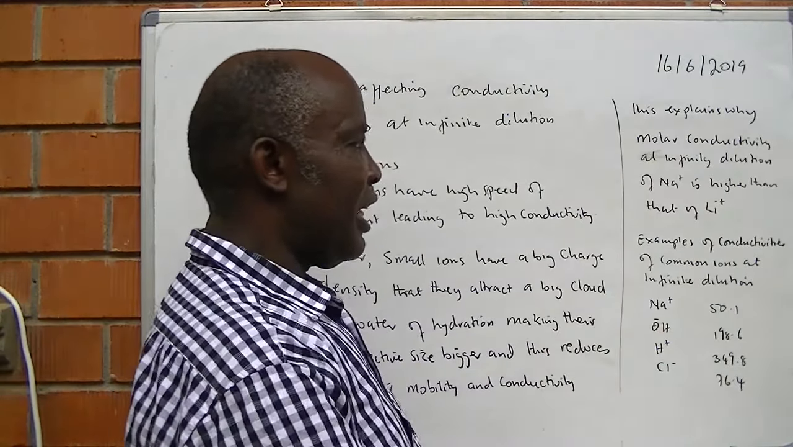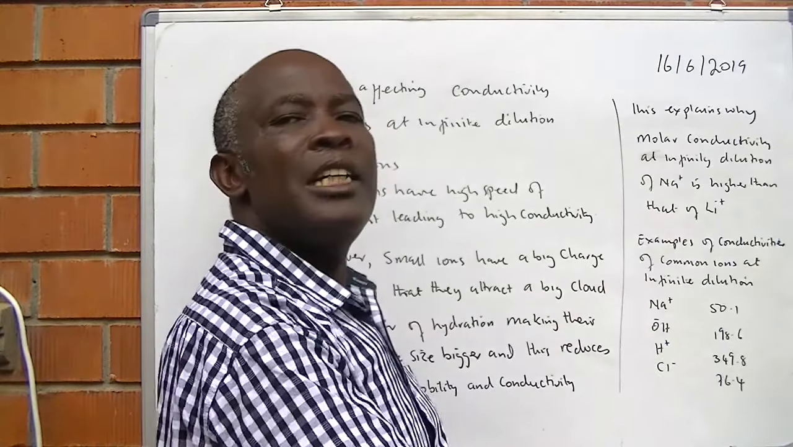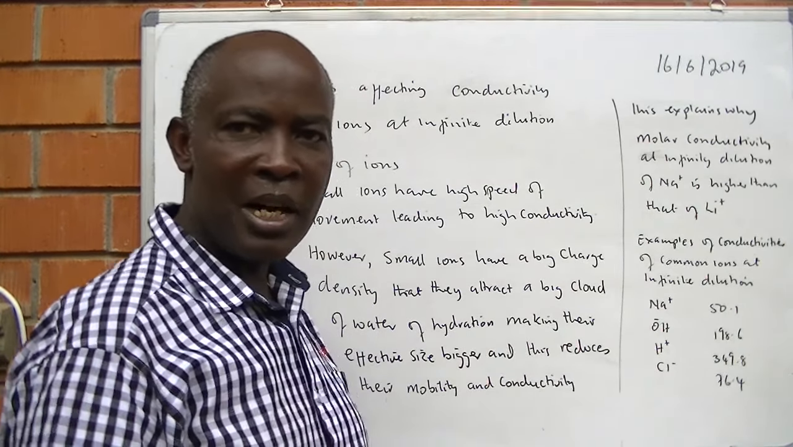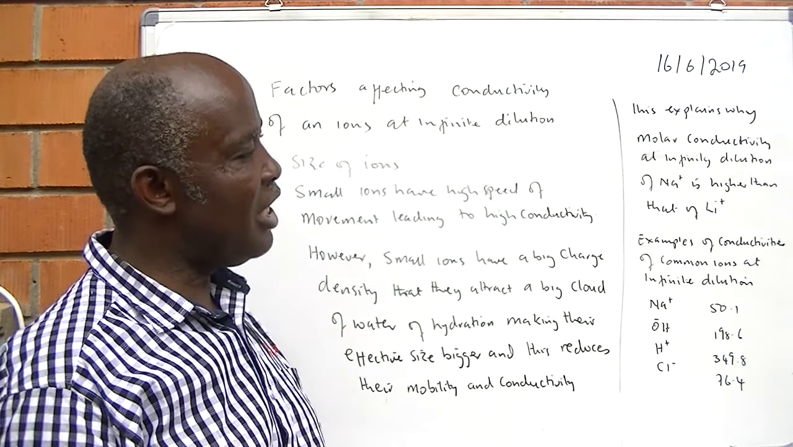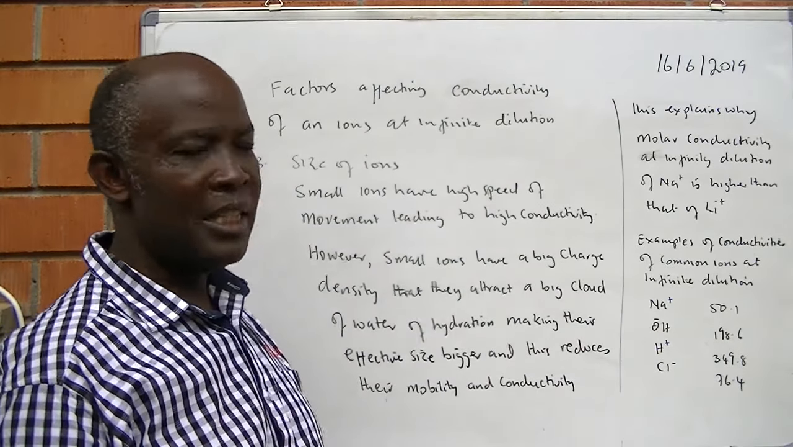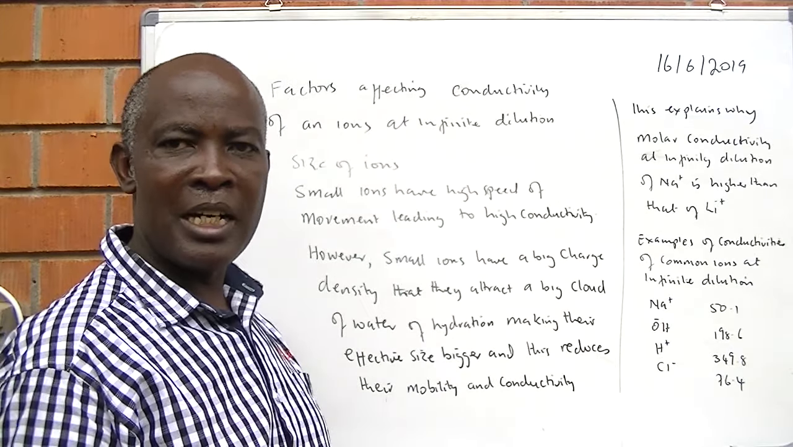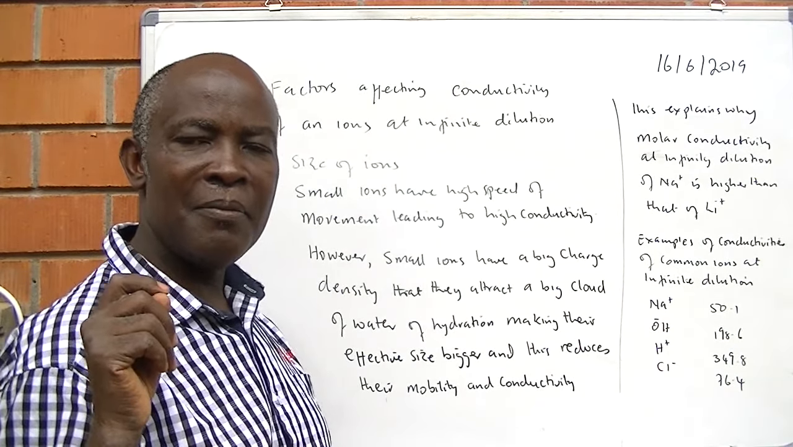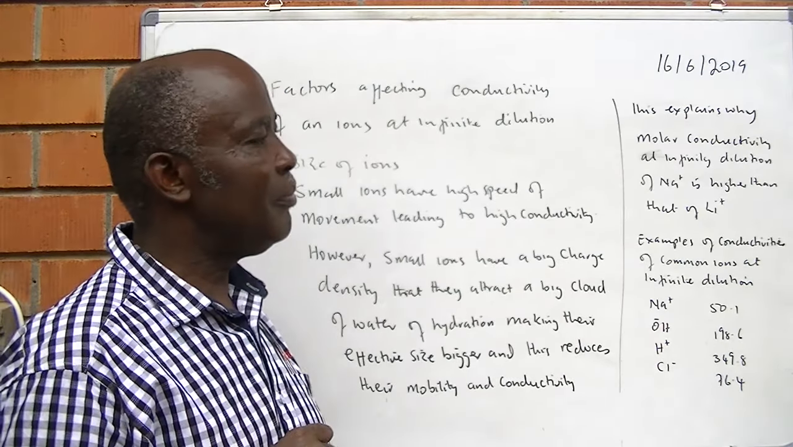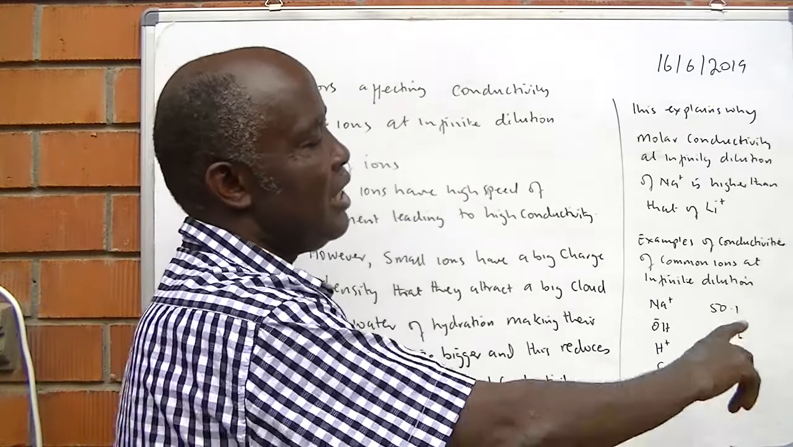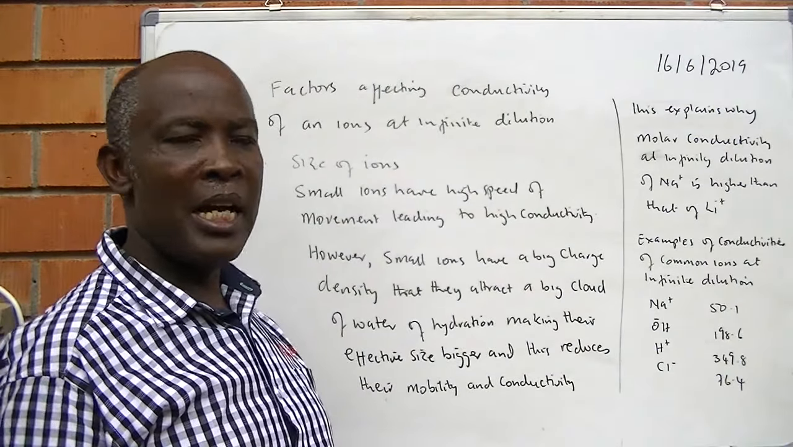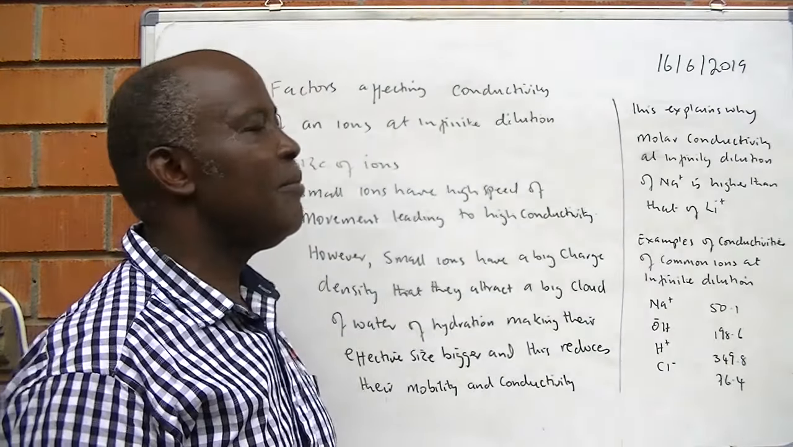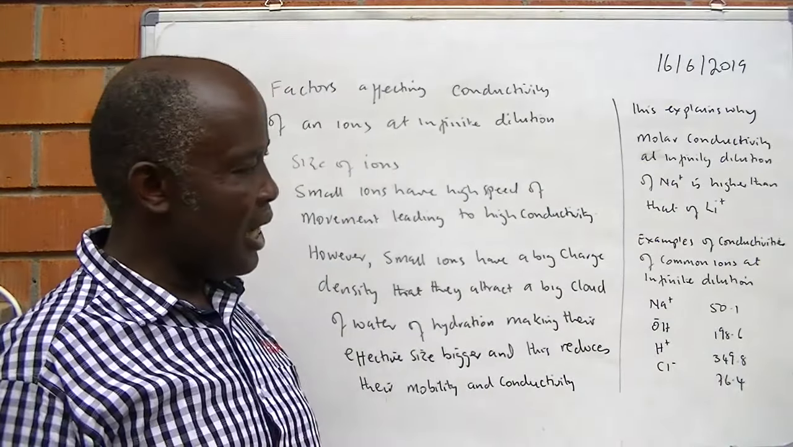This explains why the molar conductivity at infinite dilution of sodium ion is higher than the molar conductivity of lithium ion. Molar conductivity at infinite dilution of potassium ion is higher than that of lithium ion, because lithium ions are small. Would you expect them to conduct faster than sodium ions? However, because of their big charge density, they attract a big cloud of water of hydration. This makes the effective size of lithium ions bigger than the effective size of sodium ions. This reduces the speed of migration of lithium ions, which makes it lower than that of sodium ions.